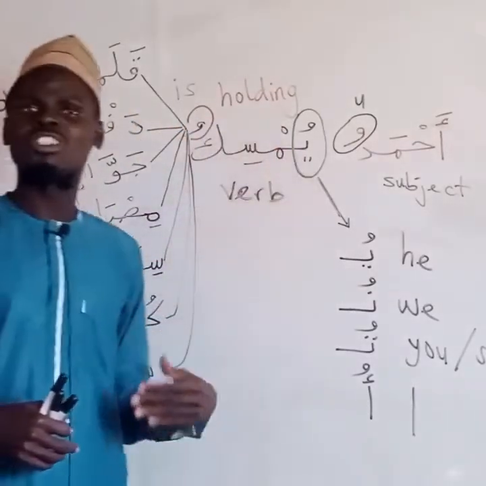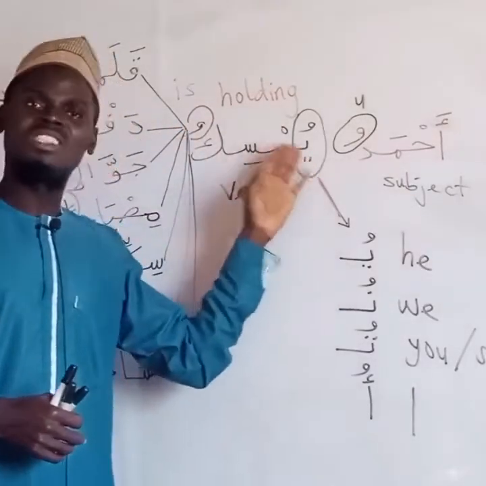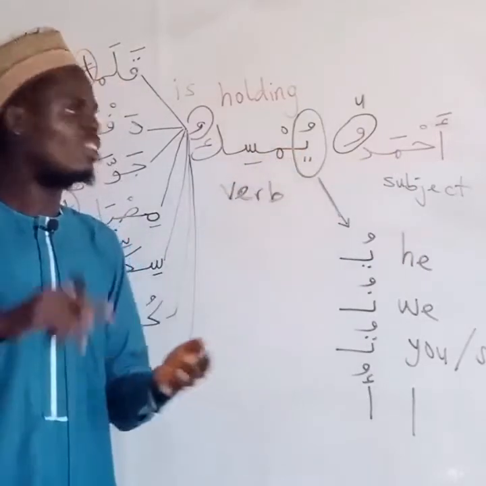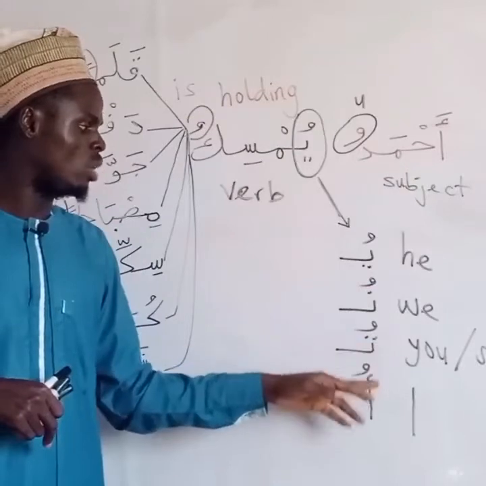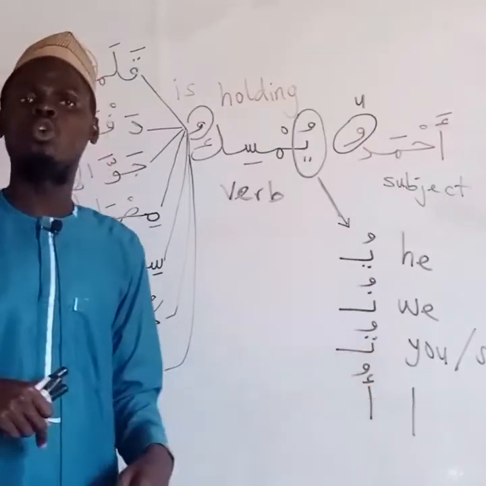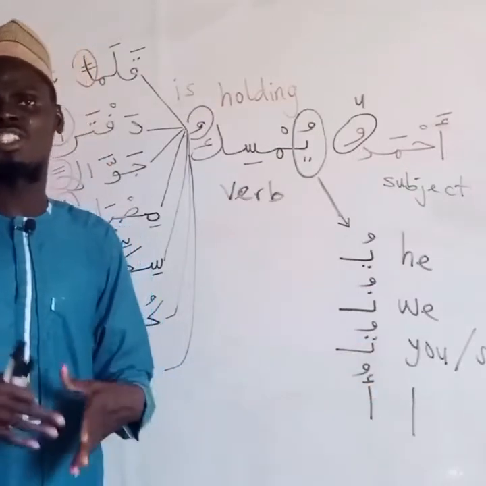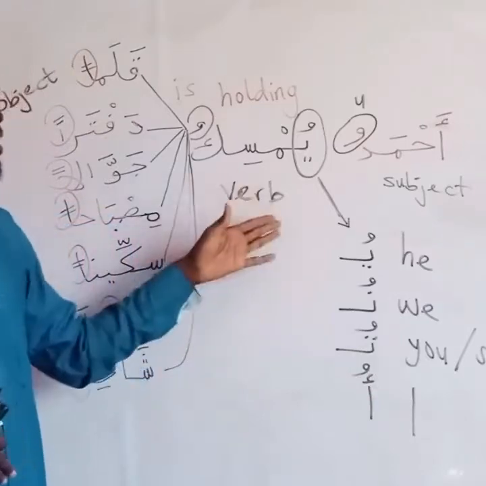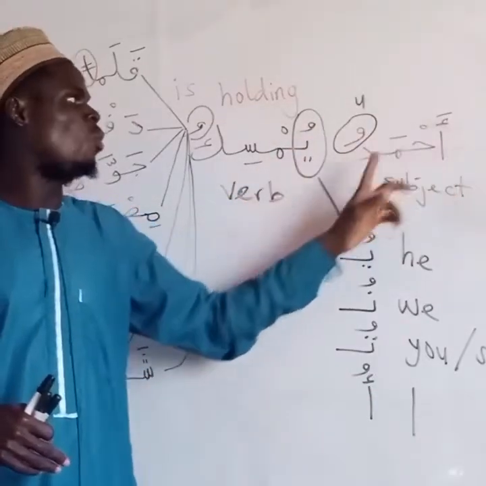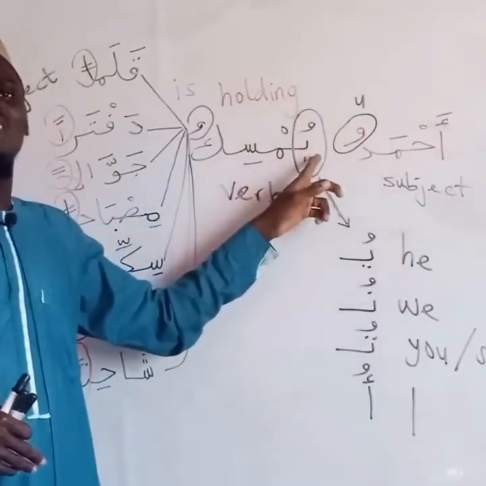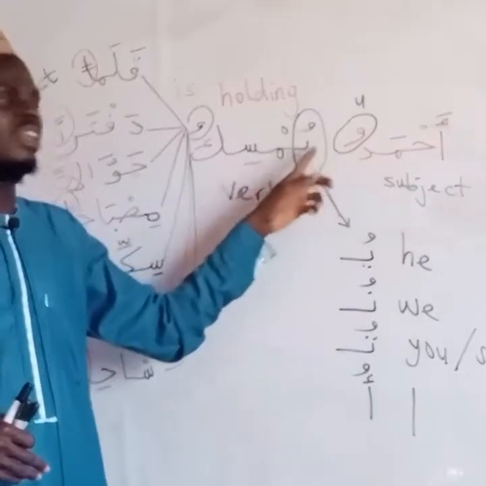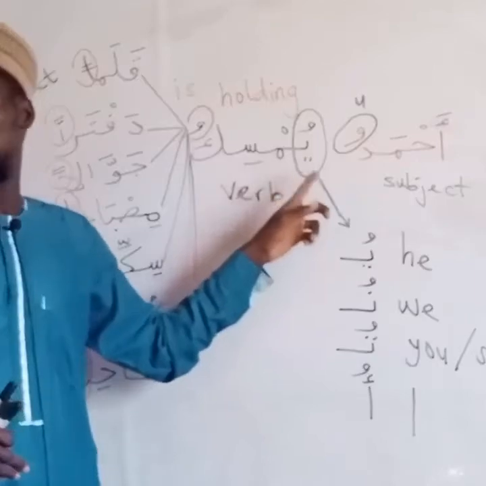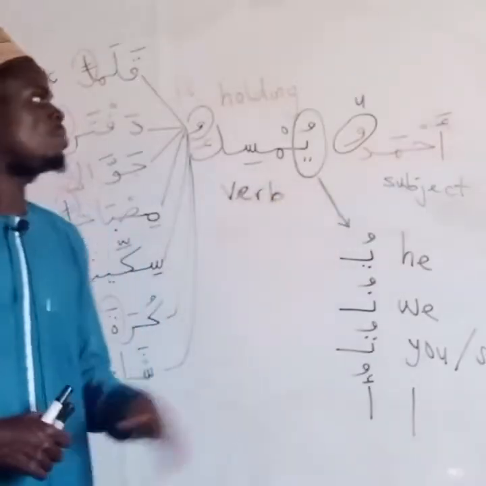Another thing you need to note here is that we use ya here. It can also come in the form of na, it can come in the form of ta, and it can come in the form of a, depending on the subject performing the action. That means the subject here will still affect the verb, how you structure your verb. Once the verb is progressive or future, the subject will affect it.